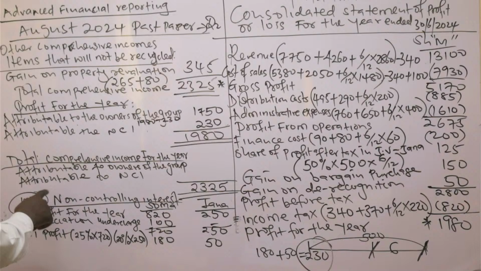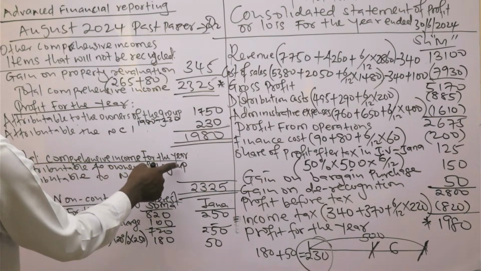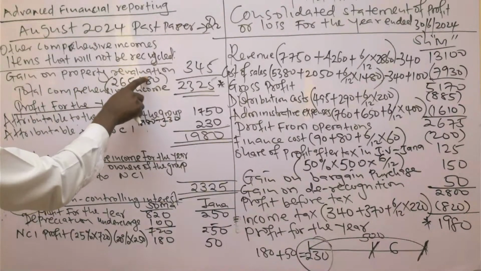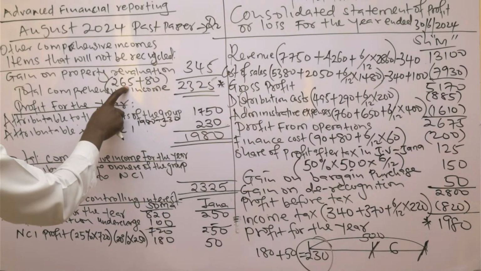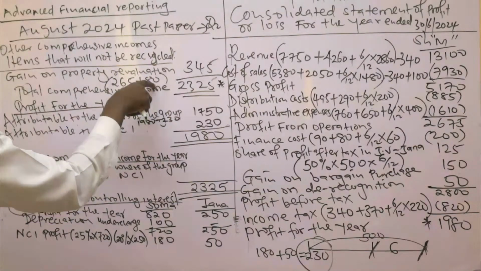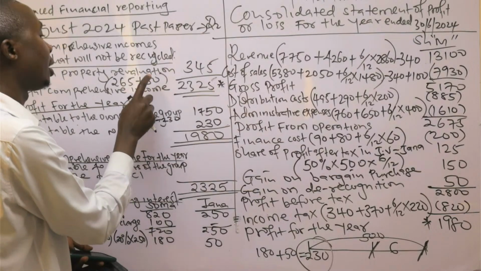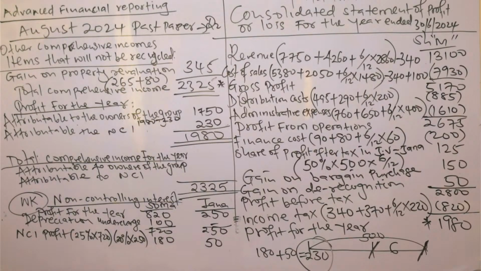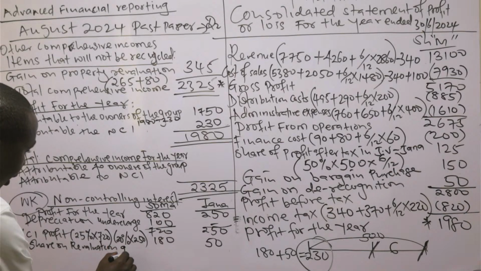What about the total comprehensive income for the year attributable to the NCI? Remember, when we look at other comprehensive income items, we have the gain on property revaluation. This one is attributable to the parent, but under Soma, the parent does not control 100%. So there must be something attributable to the NCI. That is why we mention the NCI share on revaluation, so that we can add it to 180.